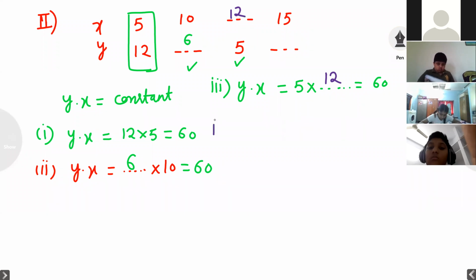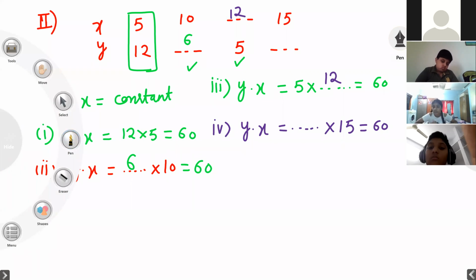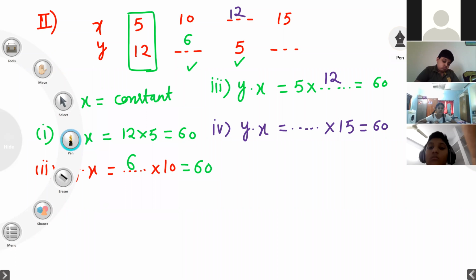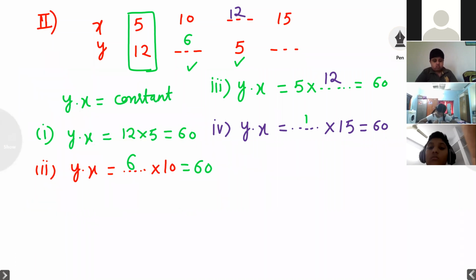Fourth condition, y into x is equal to, the value of y he has not given. I will write dot dot. Into, the value of x is 15. Our answer should come 60. In the 15, which number will I multiply so it will become 60? Tell me. 4. 15 into 4 is equal to 60. The answer is 4. It is very clear.